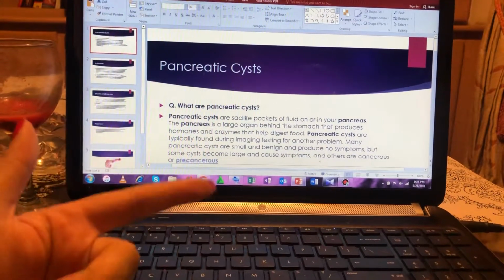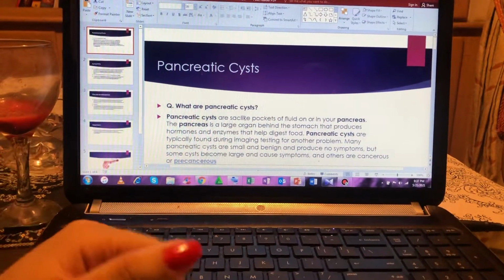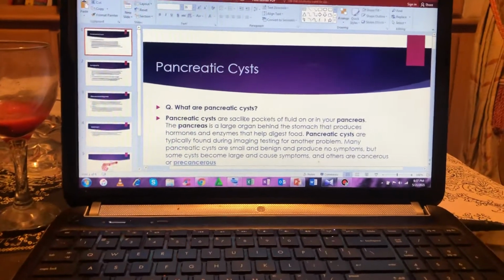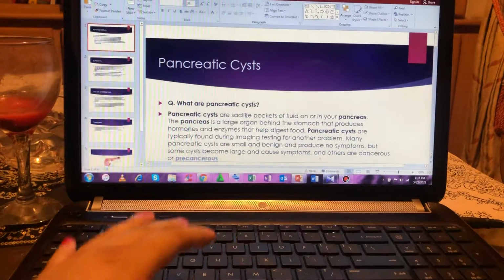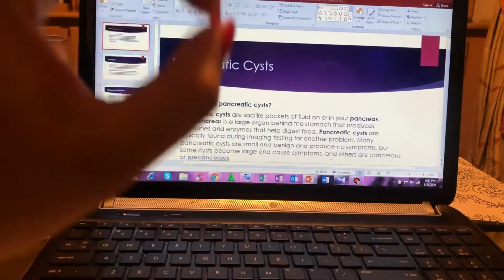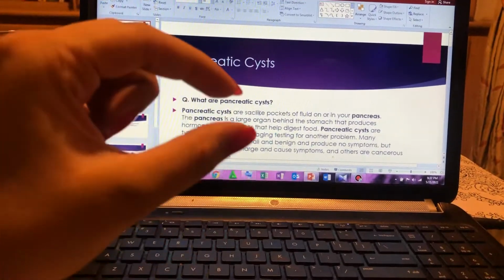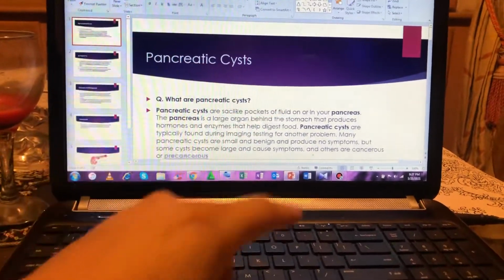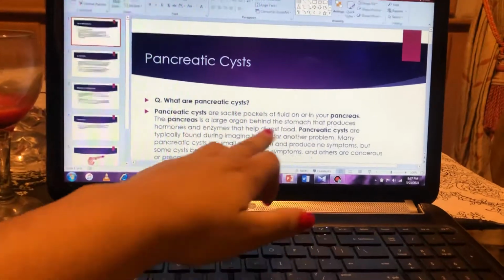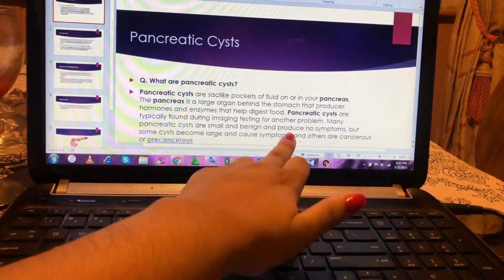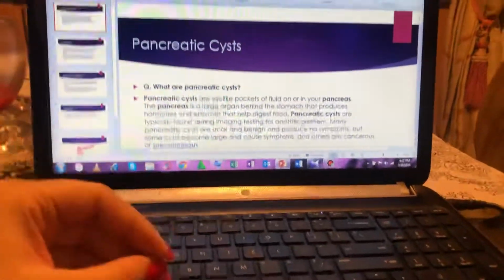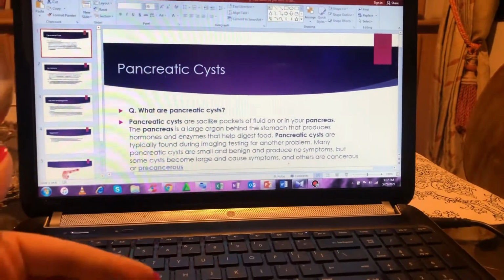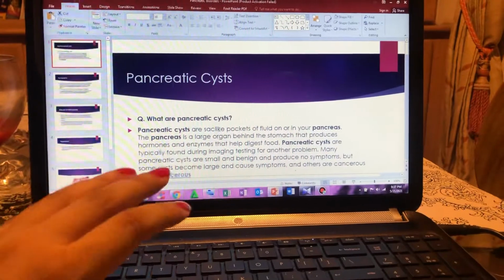They usually possess no symptoms, that is, they are usually present in the body and they produce no harm. It's all right for them to exist over there. It's literally just a cyst. Now, for this, you need to figure out the size of the cyst and the exact location, on which part of the pancreas it is present. It's typically found during imaging testing for another problem. Why? Because it does not produce any symptom, we never figure out if there's a cyst present on the pancreas.